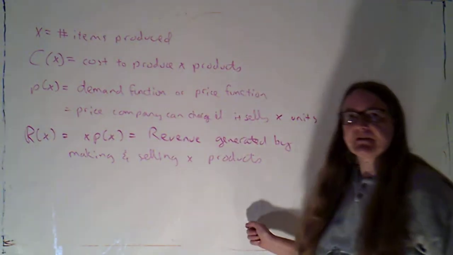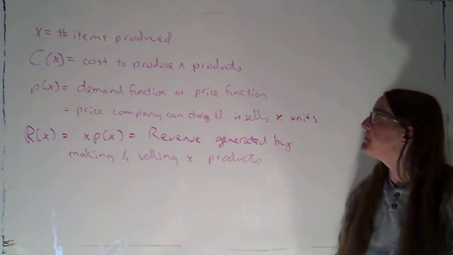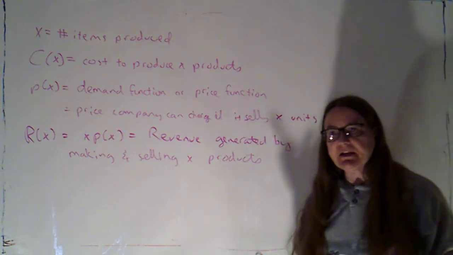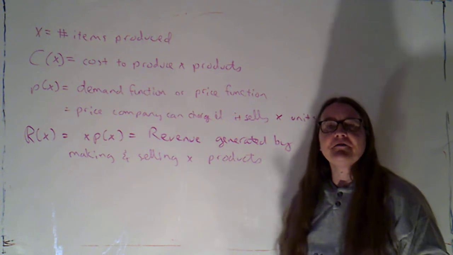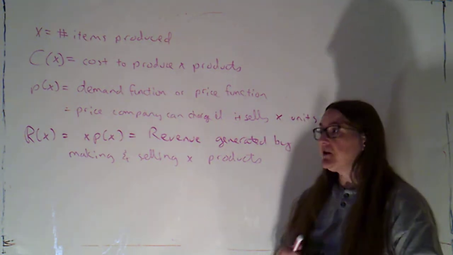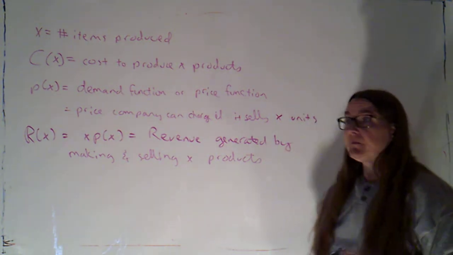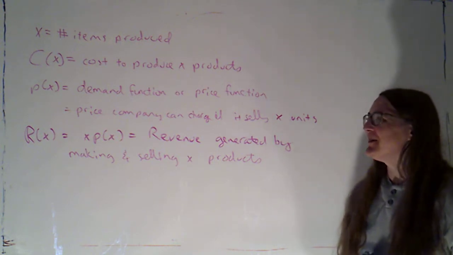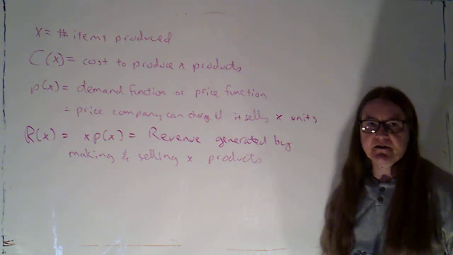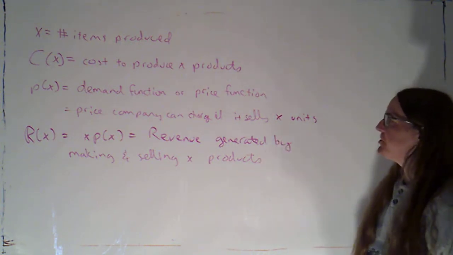Okay, in this video we're going to take a look at some business examples of optimization. Businesses are generally in the business of trying to maximize their revenue or their profit, which are two different things that we'll talk about in a moment, and minimize their costs. So here are the different functions we're going to have.